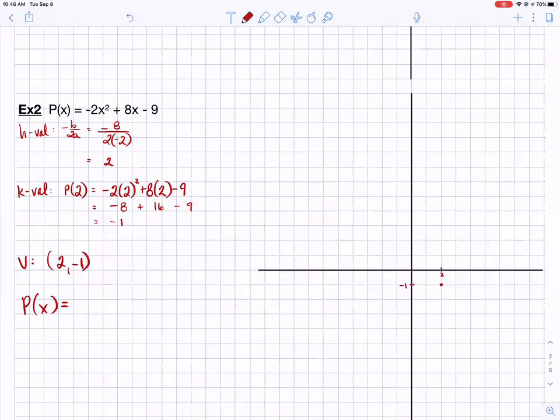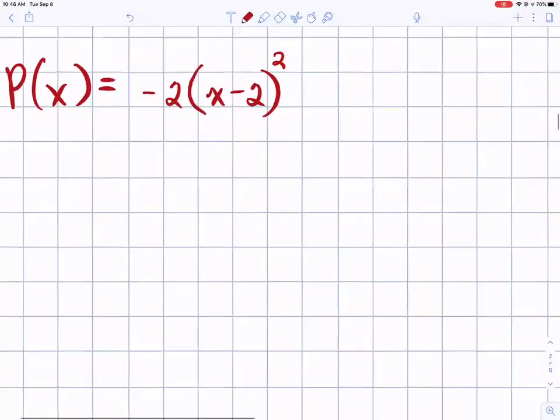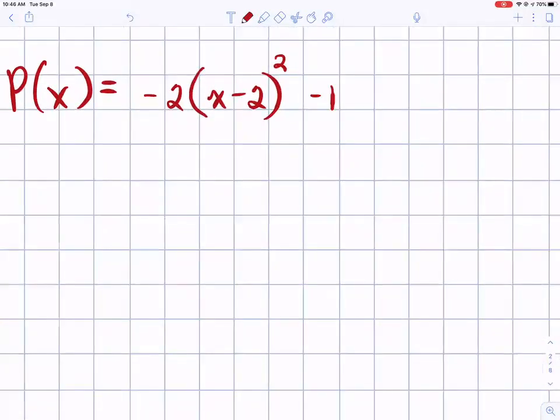Okay, so let's start writing my vertex equation. What's my A, did you say? -2 times, remember it's X minus H. So what will I write here? X minus 2 quantity squared, and then it's plus K, minus 1.